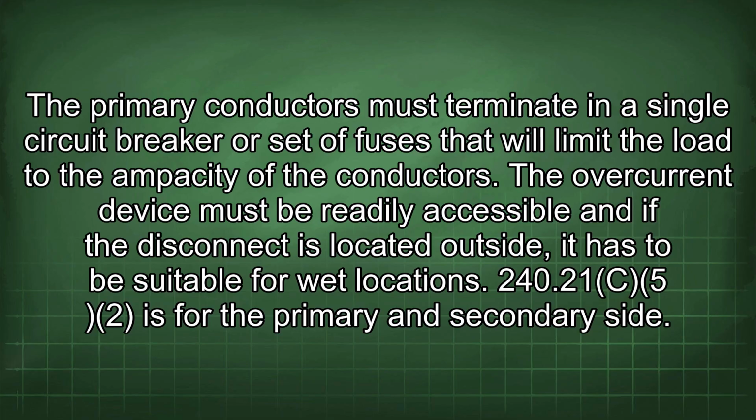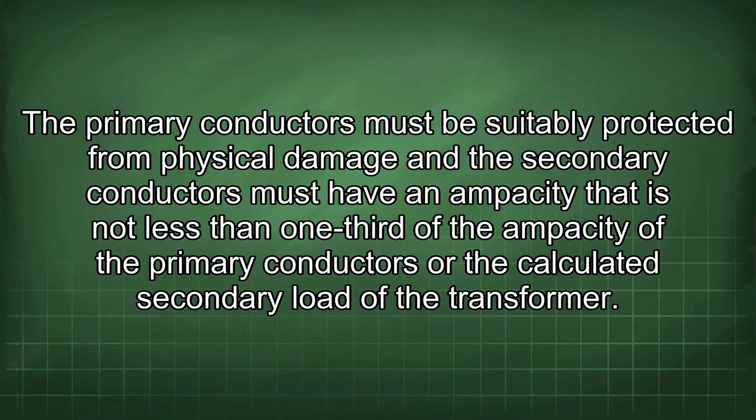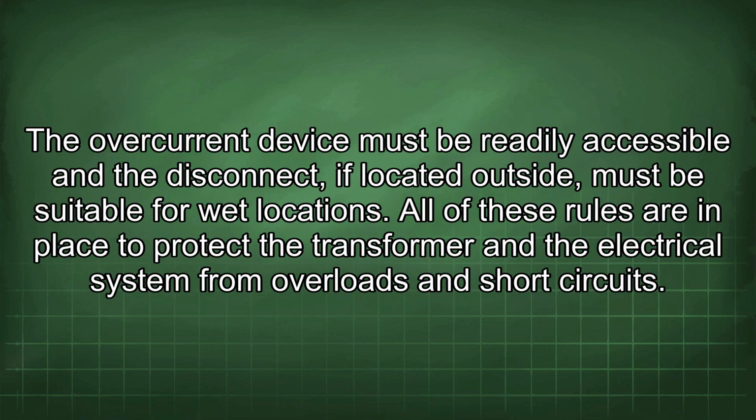240.21(C)(5) is for the primary and secondary side. This rule applies only if the length of the primary plus secondary conductors does not exceed 25 feet. The primary conductors must be suitably protected from physical damage, and the secondary conductors must have an ampacity that is not less than 1/3 of the ampacity of the primary conductors or the calculated secondary load of the transformer. The overcurrent device must be readily accessible, and the disconnect, if located outside, must be suitable for wet locations.